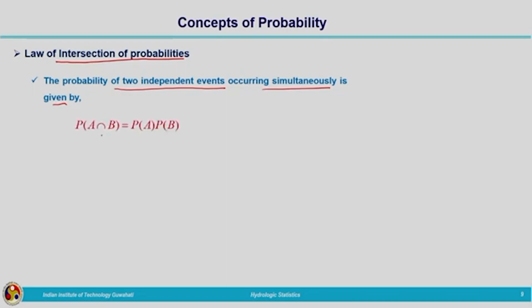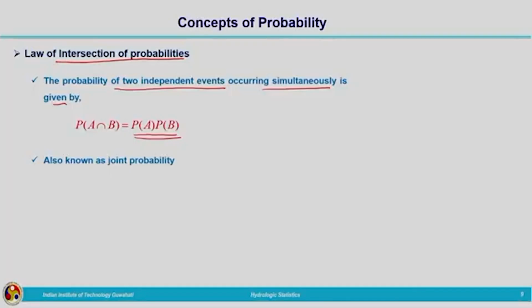That is, P(A intersection B) is given by PA multiplied by PB. P(A intersection B) is also termed as probability of A and B. It can be written as probability of A multiplied by probability of B. If A and B are two independent events, then the probability of occurrence of these independent events together or simultaneously can be obtained by multiplying the probabilities of individual events. This is also known as joint probability. So, the joint probability P of A and B is given by PA multiplied by PB.